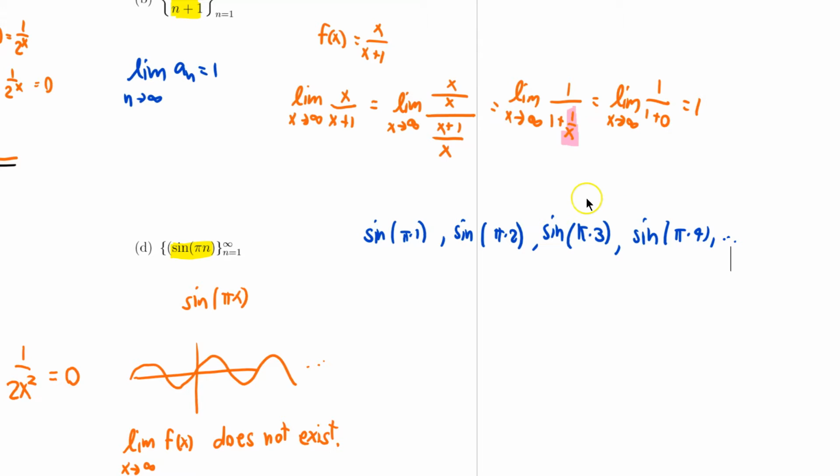It turns out that the value of sine of 1 pi is equal to 0. Sine of 2 pi is 0. Sine of 3 pi is 0. Sine of 4 pi is also 0. So this sequence is actually just a sequence of 0s. The value of all the numbers that we see here are going to be 0. So the limit of a sub n, when n goes to infinity, is going to be 0.